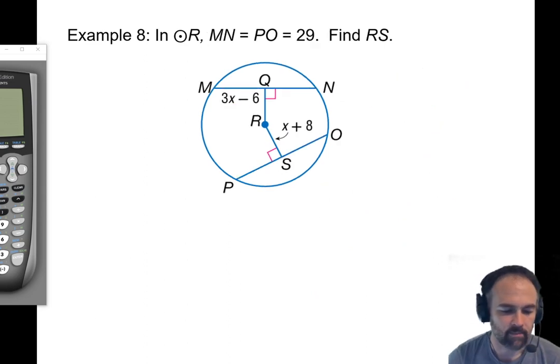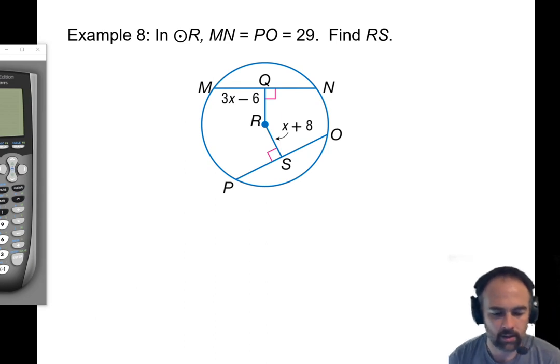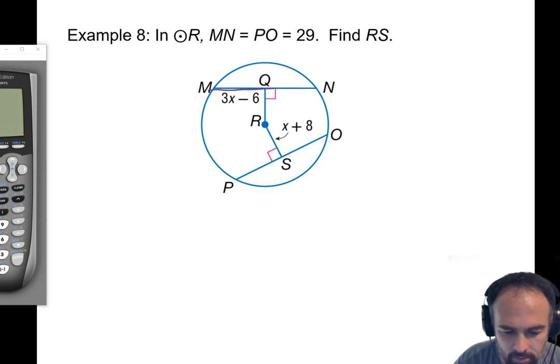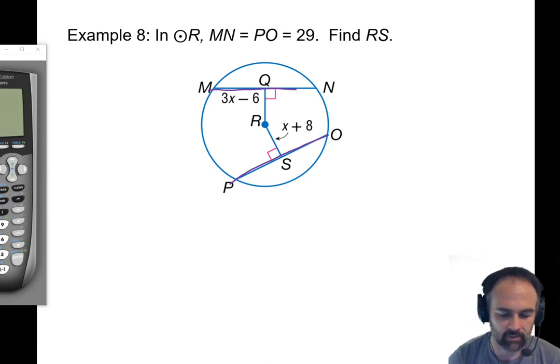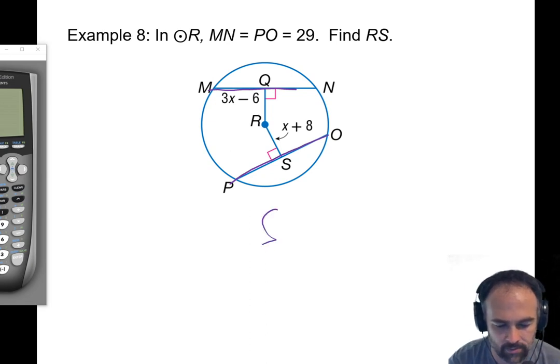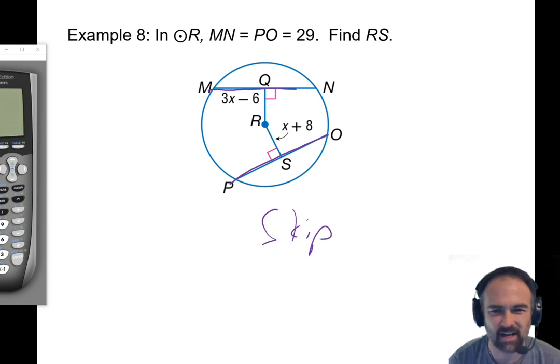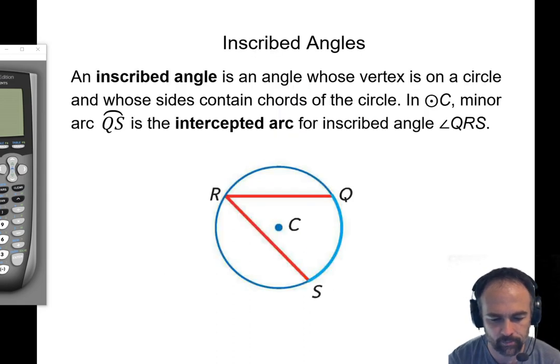All right. In circle R, it tells me that MN is congruent to PO. Exact same setup. You know what? I'm going to skip this one just for the interest of time. Exact same setup as before. Set them equal to each other, solve, plug it back in. You are good to go.